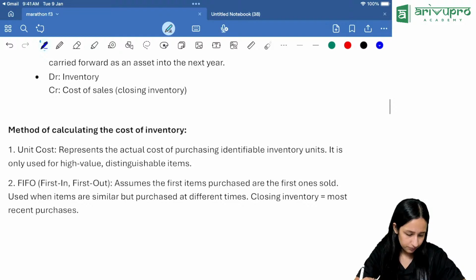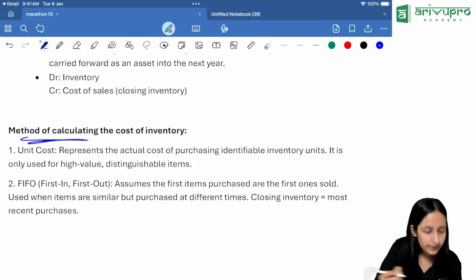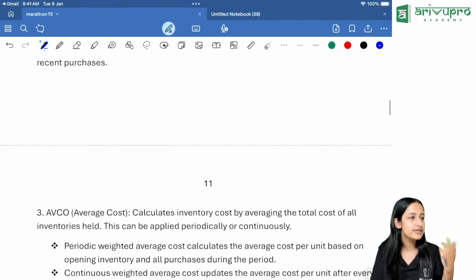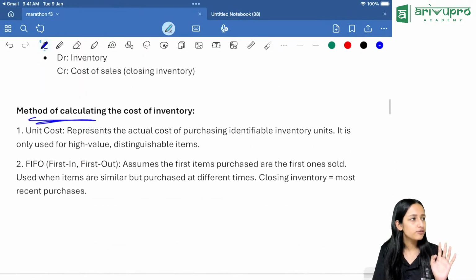Okay, this is fine. Right. Next is methods of calculating the cost of inventory. How can you calculate cost of inventory? There's unit cost, there's FIFO, and there's AVCO, average cost. FIFO is first in, first out.